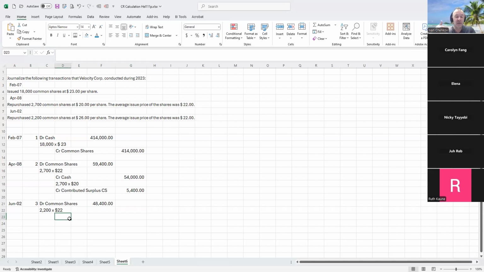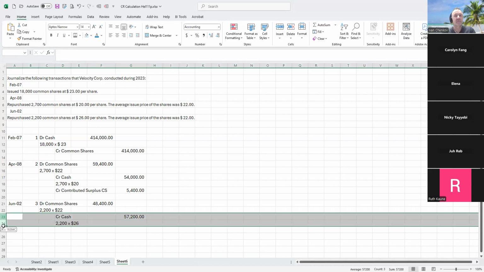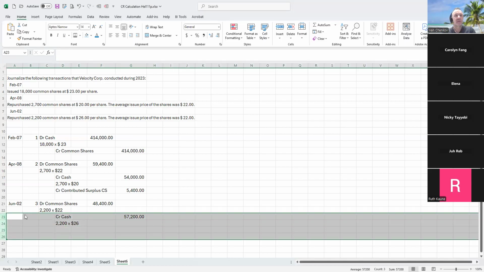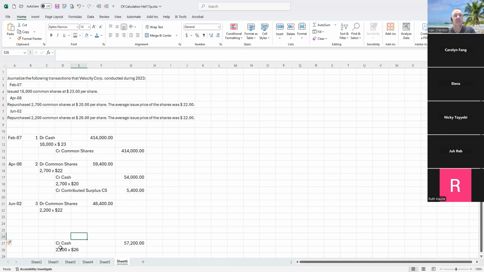Now, how much do we give for those shares? Credit cash, right? We're giving cash. People always want cash. How much cash do we give them? For the 2,200 shares times 26. So that will be equal to 2,200 times $26. We're again in trouble. What's our trouble? Not in balance. We have more credit than we should.